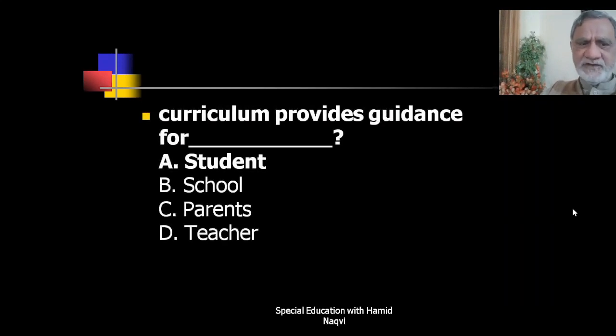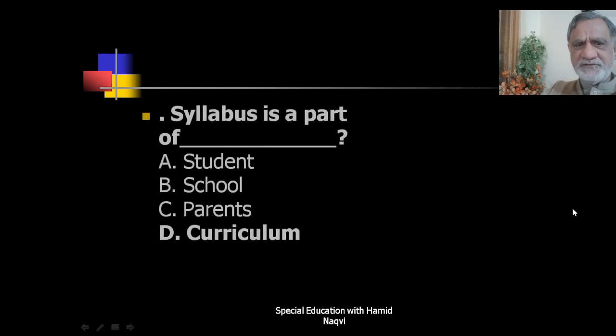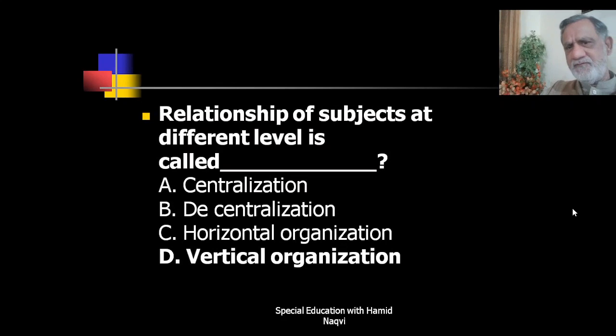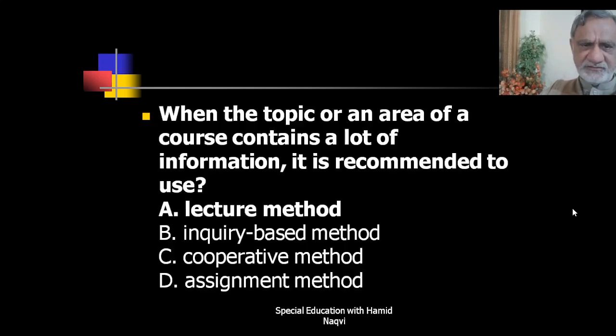Curriculum provides guidance for students. Yes, first one is correct. Syllabus is a part of students, school, parents' curriculum. Last one is correct, that is curriculum. Relationship of subjects at different level is called centralization, decentralization, horizontal organization or vertical organization. It is called vertical organization.